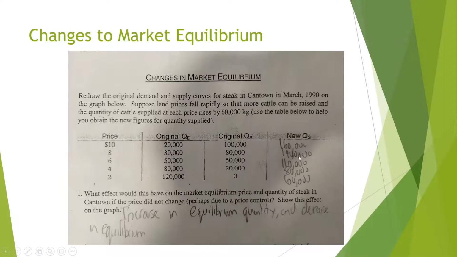So that means we're going to get a new equilibrium. And as you can see from this chart, the new equilibrium is going to be at 80,000 kilograms, since the new quantity supplied is at 80,000 and the new quantity demanded is also at 80,000. And this is all going to happen at $4.